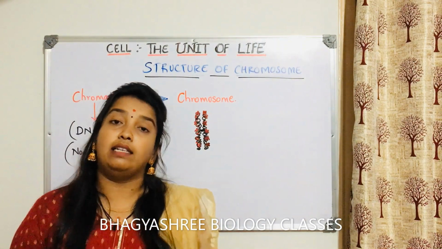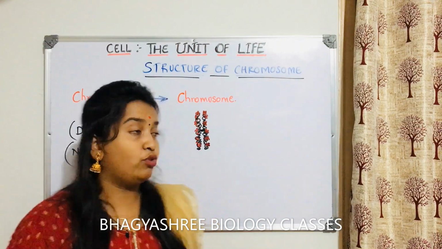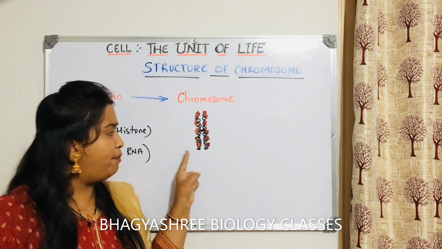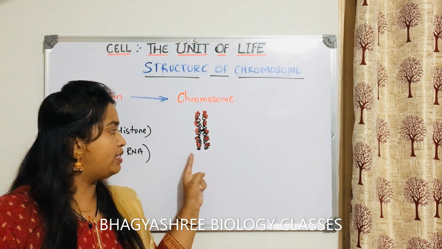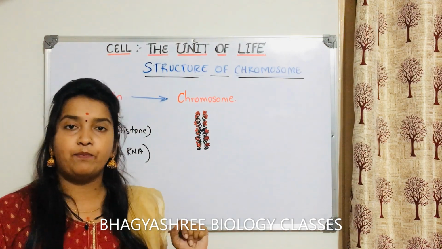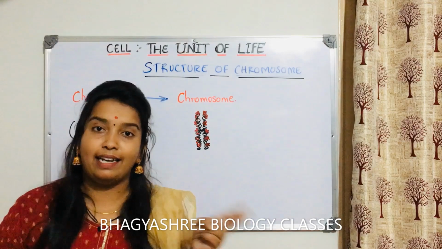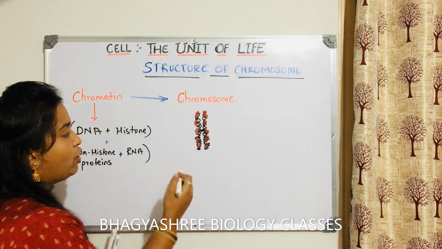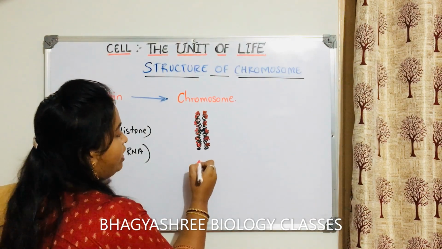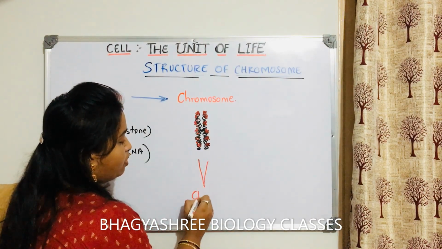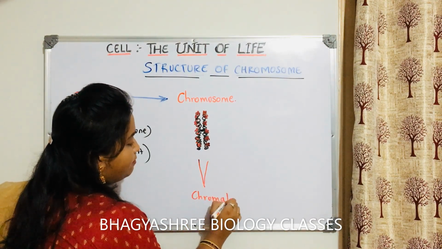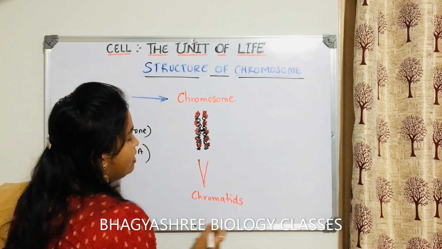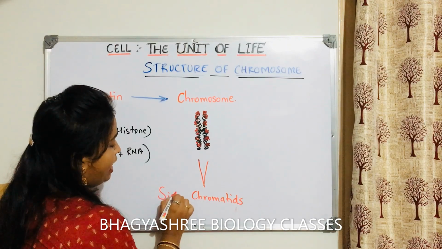chromosome. In the last class we did one thing. In a chromosome we have two arms here. This one is the same as this one. They are both identical copies. Same thing only. So what do we call it? We call them chromatids. Both are chromatids. Which chromatids? They are sister chromatids, correct?